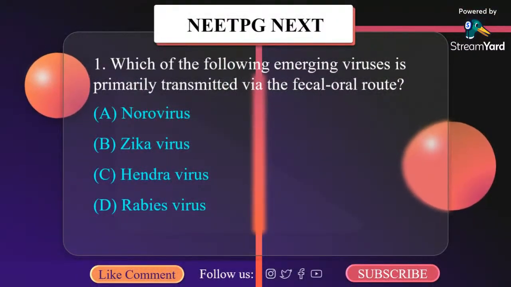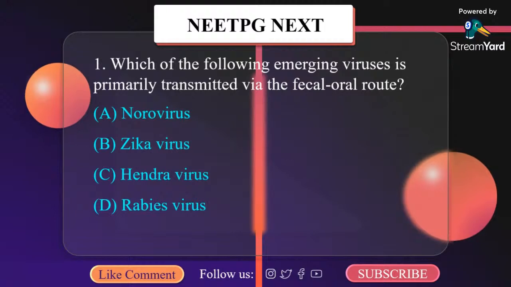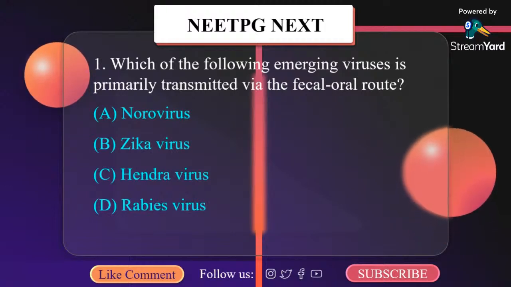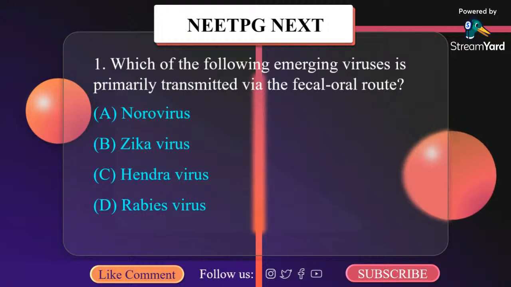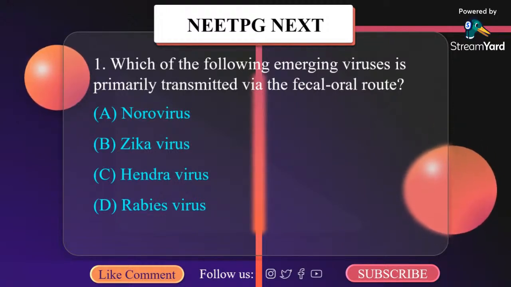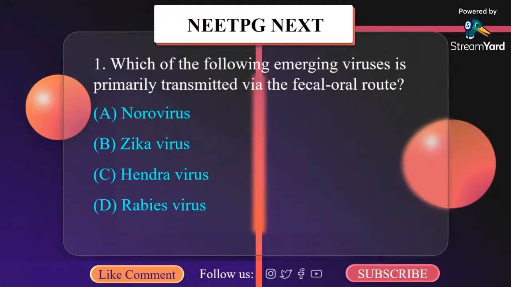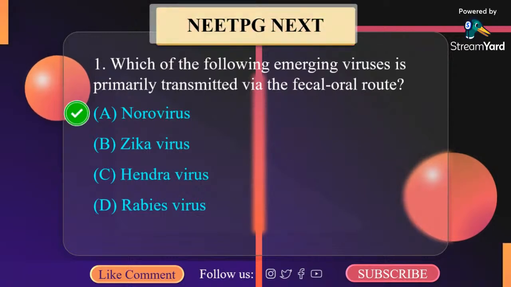Which of the following emerging viruses is primarily transmitted by the fecal-oral route? A. Norovirus, B. Zika virus, C. Hendra virus, D. Rabies virus. Norovirus is an emerging virus that causes acute gastroenteritis and is primarily transmitted via the fecal-oral route, often through contaminated food or water. So the correct answer here is A, Norovirus.